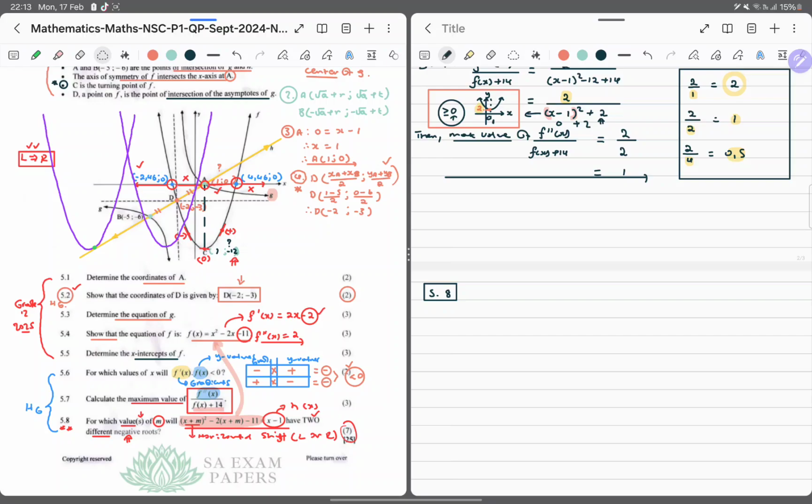I think my battery is dying. Let me just get it sorted quickly.